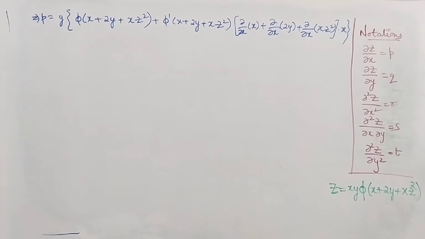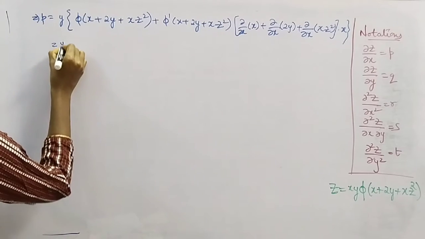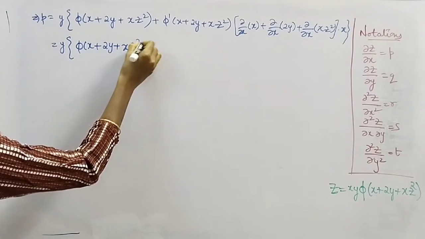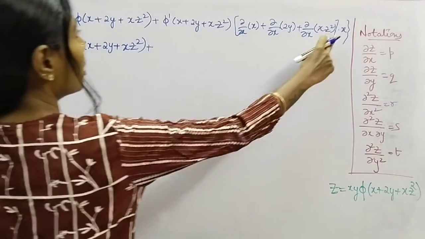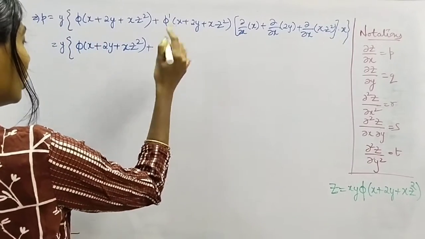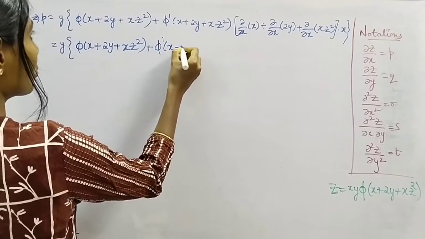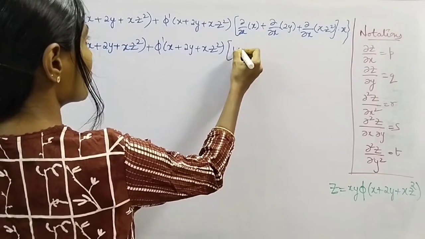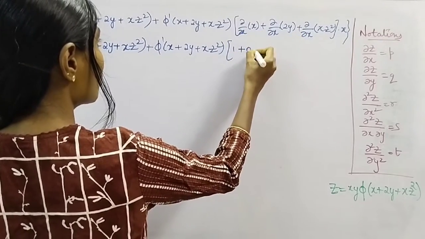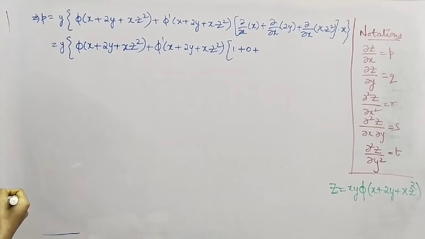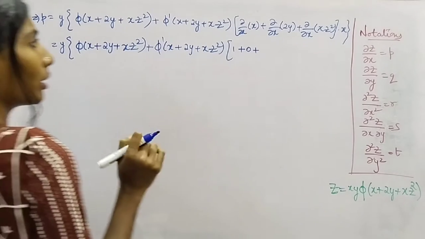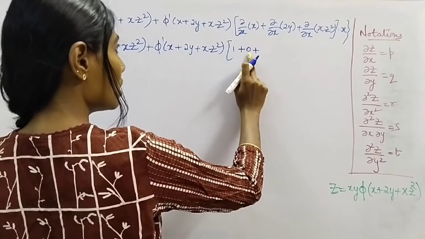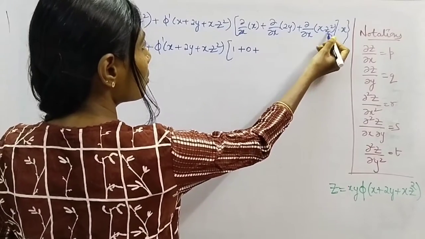Right, now this gives us y times phi of x plus 2y plus xz square plus x into phi dash of x plus 2y plus xz square into the partial derivative of x with respect to x, which is 1, plus the partial derivative of a constant with respect to x, which is 0. Since we are differentiating with respect to x partially, we'll treat y as constant. Here 2y is treated as constant, so the partial derivative of a constant with respect to x will be 0, right? Here you have xz square.